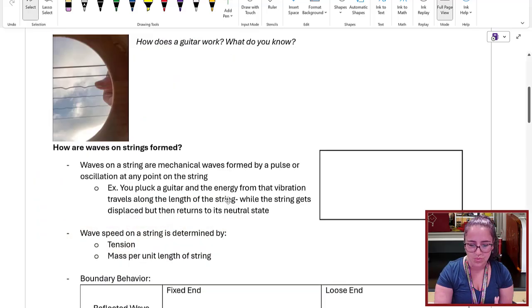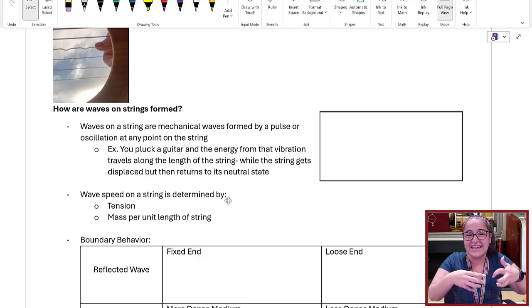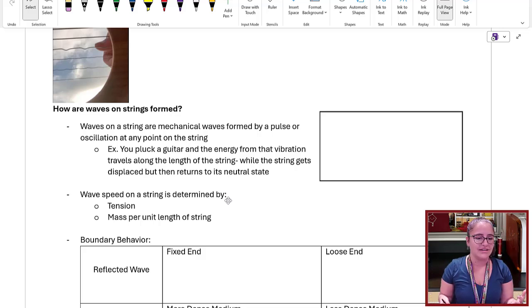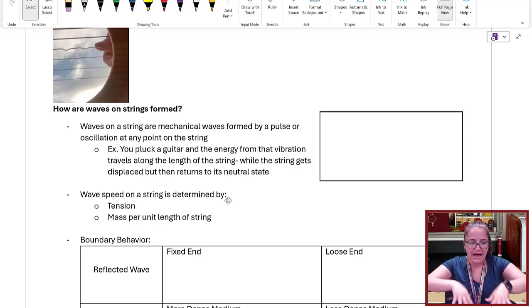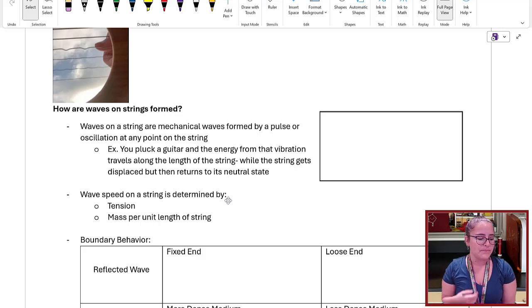Let's start with the actual waves on that string. Now, when we're talking about waves on a string, they are obviously mechanical waves. That is the actual particles of the string that's moving, formed by a point or an oscillation at any point on it, okay? You pluck the guitar, the energy from that vibration moves outward and vibrates the rest of the string, okay? Remember, it's not that the actual matter of the string is moving along. The matter of the string moves perpendicularly as the wave moves through it. Now for strings, because we use them so often, we actually have a set equation for those.